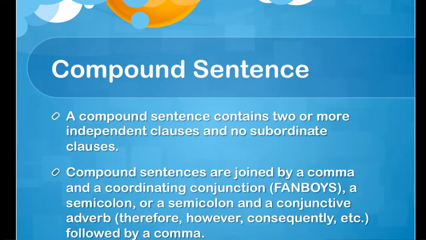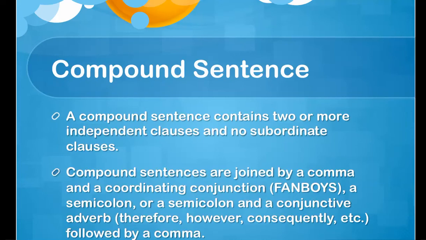The compound sentence contains two or more independent clauses and has no subordinate clauses. Compound sentences can be created in three ways. First, they're joined by commas and coordinating conjunctions. These are your FANBOYS: for, and, nor, but, or, yet, so.